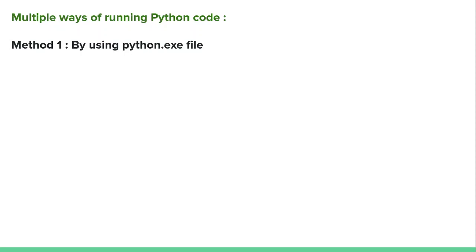The first way we have seen is by using the python.exe file. That will open a shell window in which you can start writing your Python code. The second method is by using the IDLE shell. Python comes with IDLE as well, so it will open the IDLE shell for you and you can execute Python code in that shell as well. The third way is by using the command prompt, and we have seen how we can execute the code using the command prompt.